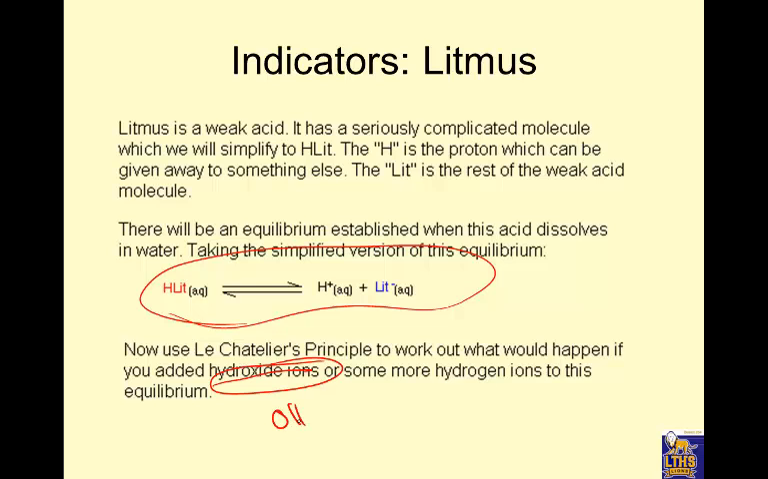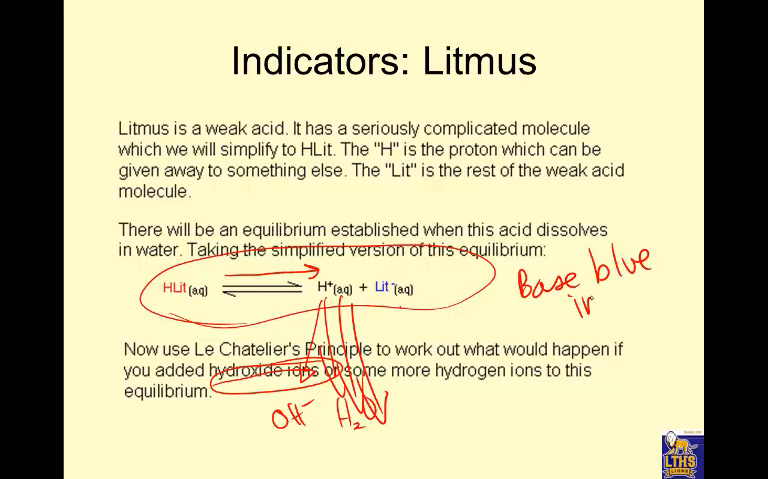Okay, so if we add OH- to this equilibrium, OH- is going to meet up with the H+ and pull it out to make water. So H+ and OH- make water. What is that doing? It's pulling H+ out of the equilibrium. So which way does the equilibrium shift? It shifts towards the blue side. So bases turn litmus blue.